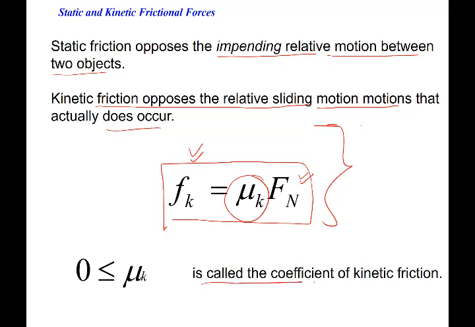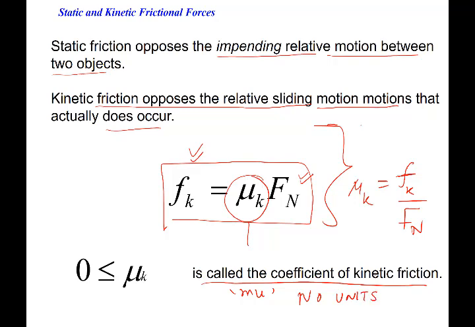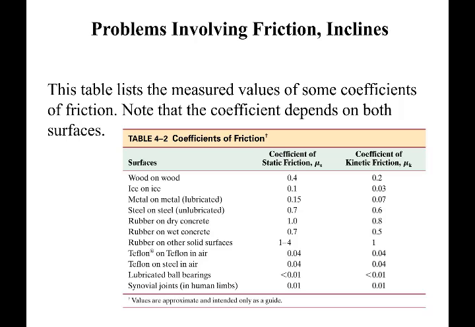This is mu k. Again, mu k represents the coefficient of kinetic friction. Mathematically, it is the ratio of force of kinetic friction over normal force. Again, it has no units because it's a ratio. Ratios do not have units because it's Newton over Newton and they cancel. It becomes a number simply.